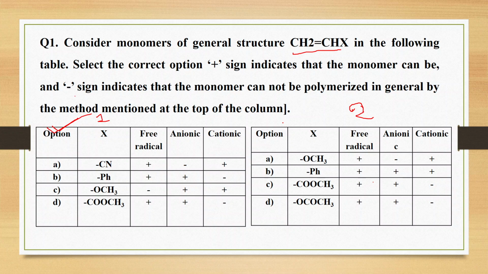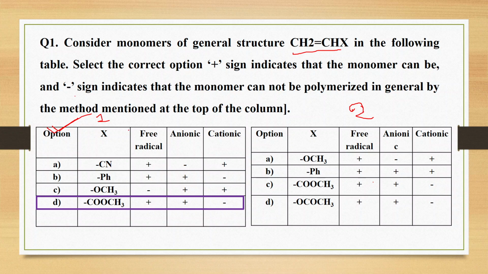Let me check the correct answer. For table 1 it is 1D. Why? Because COOCH3 will obviously be able to do free radical polymerization. It will stabilize an anion, so it can undergo anionic polymerization. In case of a cation it has no stabilizing tendency, since it only has a minus R effect and no plus R effect, so it cannot stabilize a cation but it can stabilize an anion.